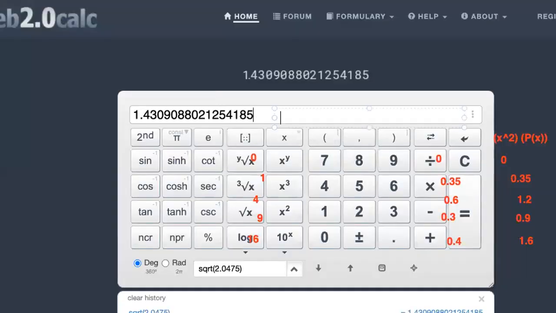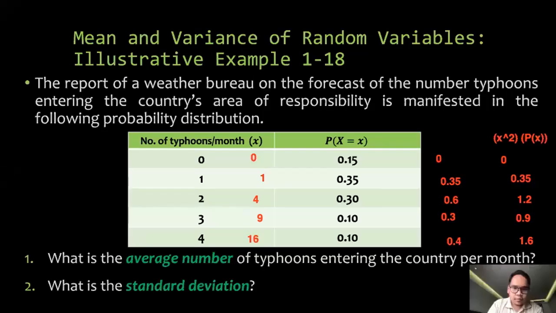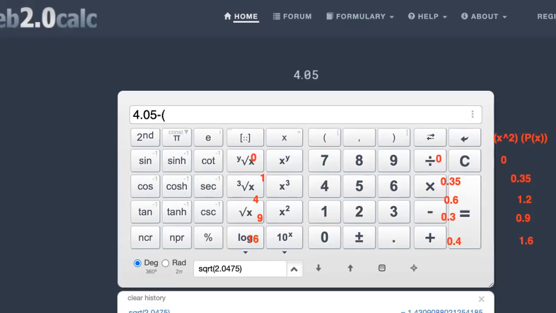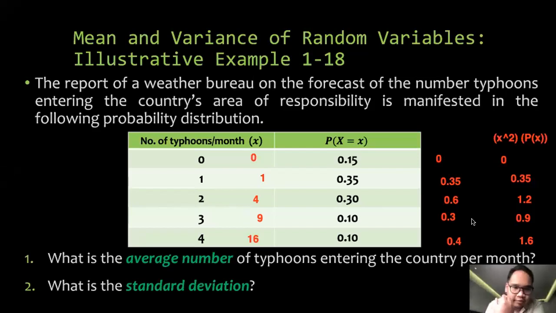So 4.05, we subtract the square of the mean, which is, what's that again? 1.65. So 1.65 quantity squared. It's going to give us 2.7225, and the result is about 1.33. So the variance we have is 1.33.